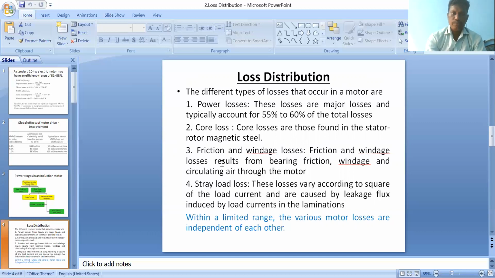So it is different. If you take one example of a motor, power losses and core losses have one set of values. Take another motor, they get different values, not equal. Okay.